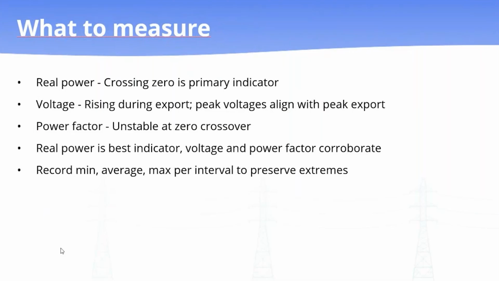Real power crossing below zero is the primary indicator. Under the load convention, positive kilowatts is import, negative is export. A verified transition from positive to negative is direct evidence the location is sending power upstream.